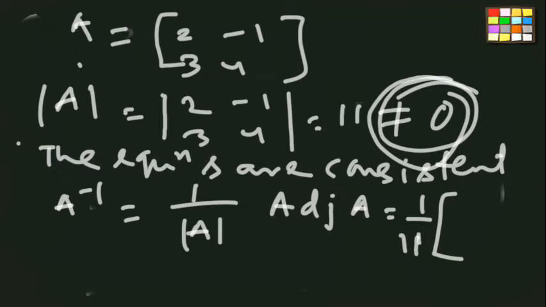If you recall, I have told you just exchange the main diagonal elements. That means 4 will come in 2's place and 2 will go to 4's place. Then you change the sign of the non-diagonal elements. Here it is minus 1, so I will be writing it as 1, and here it is minus 3, right?